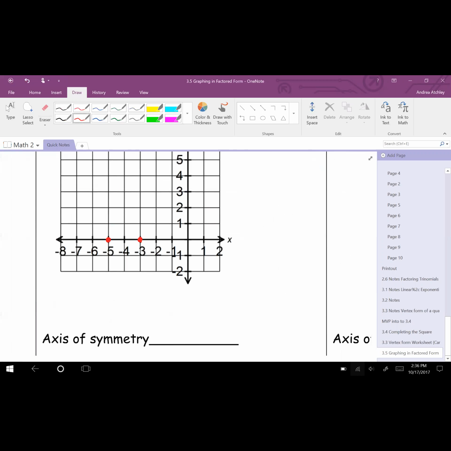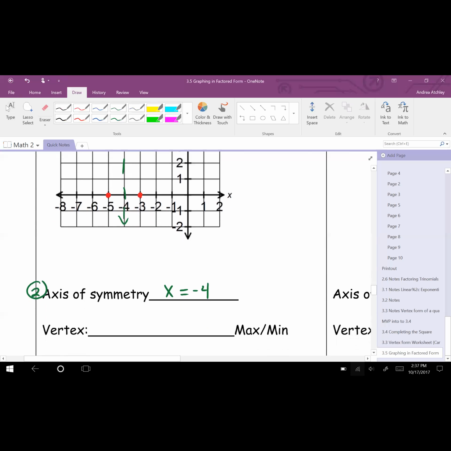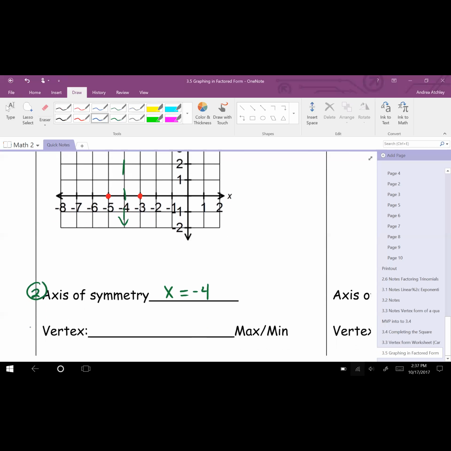Sabrina, what's my axis of symmetry? What'd you say? -4, yes. In the middle, in between 5 and 3 is -4. So we move on to my vertex. My vertex has an x value of -4.